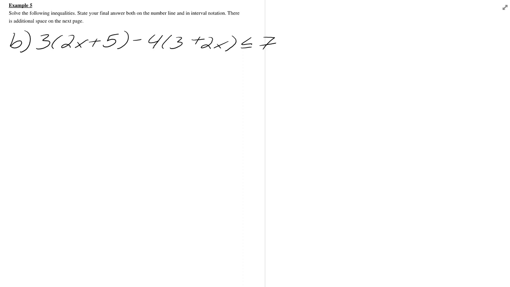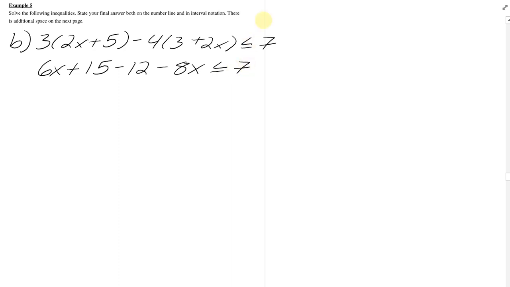Okay, so I've got another example here for you. You can go ahead and hit play when you are ready to see the solution. Try it by yourself. So first things first, I've got to distribute. So this is going to be 6x plus 15 minus 12 minus 8x is less than or equal to 7.